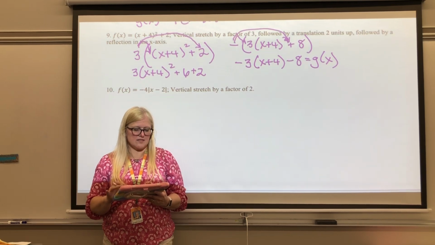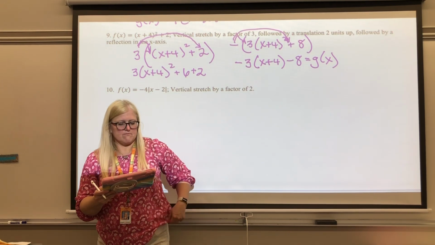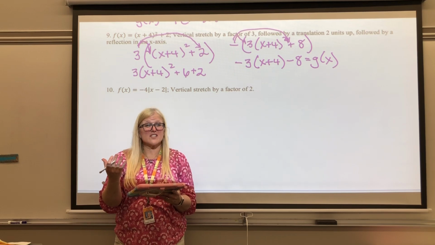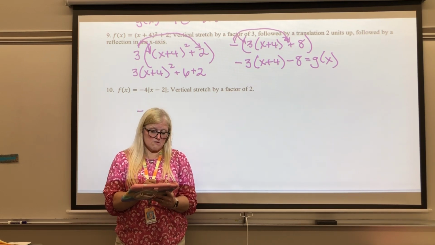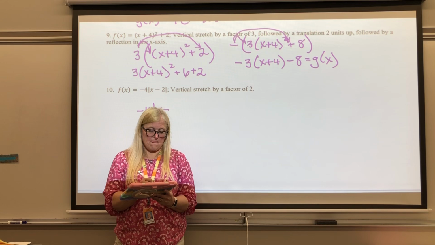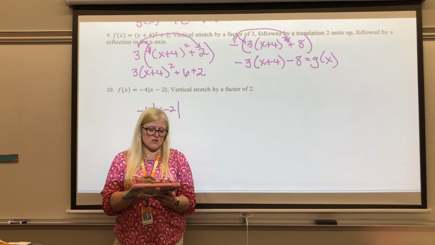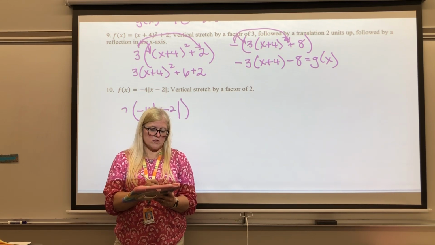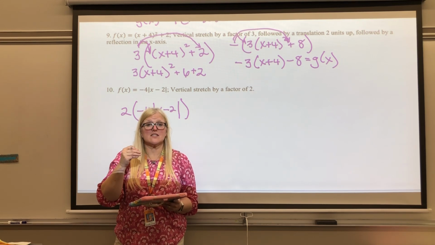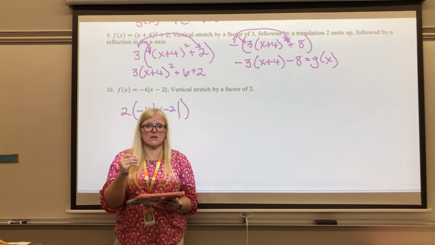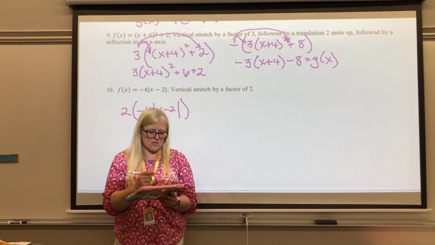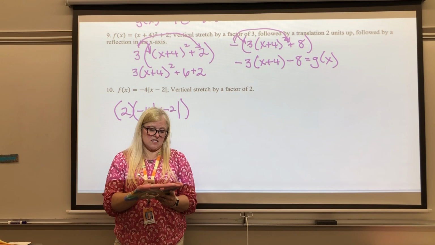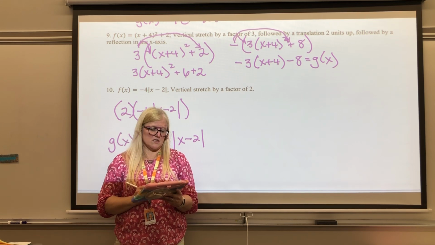Okay, last one of these. Again, they're giving you kind of an involved function. And it's a vertical stretch by a factor of 2. So I'm multiplying this by 2. You cannot distribute this negative 4 because it's absolute value. But I can multiply this 2 by it, so I get negative 8 times the absolute value of x minus 2. And that is g of x.